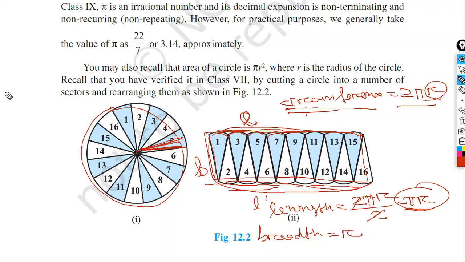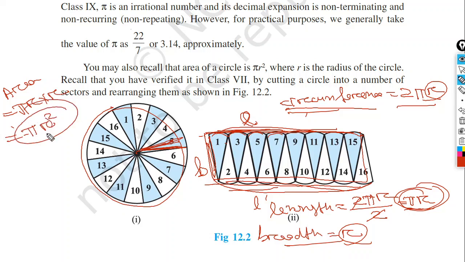Now area will be equal to length into breadth. Length is pi r, breadth is r. So area is equal to pi r into r, which is pi r square. So this is the area of this rectangle and the area of this circle also. So we can say the area of a circle is equal to pi r square. This is what we had already discussed in class 9.